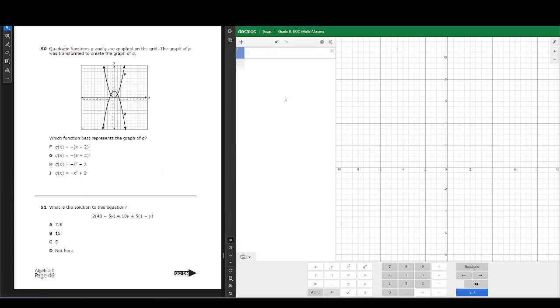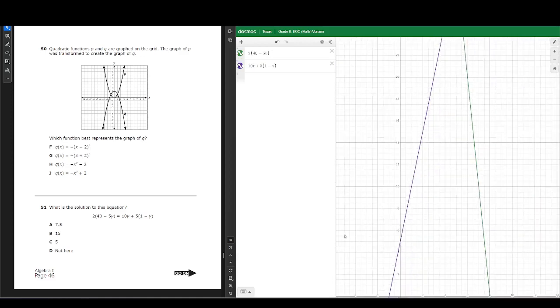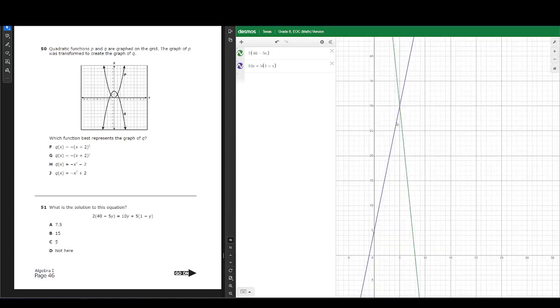What is the solution to this equation? So normal deal with systems, we can put the left side, just remember to use x for our variable when we're graphing. So 40 minus 5x, and then 10x plus 5 parentheses 1 minus x. Anytime we want to find something by graphing, we need to make our variable x. And if it's something equals something x, then it's y equals something x.